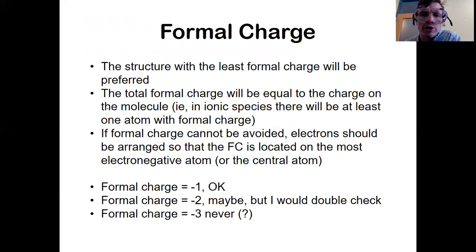So the structure with the least formal charge will be preferred. You will find out that the total formal charge will equal the charge on the molecule. So if it's neutral, the total charge has to be 0. And you saw that in the structure on the right, +1, -1. Note that if you have an ionic species, there will be at least 1 atom with formal charge.